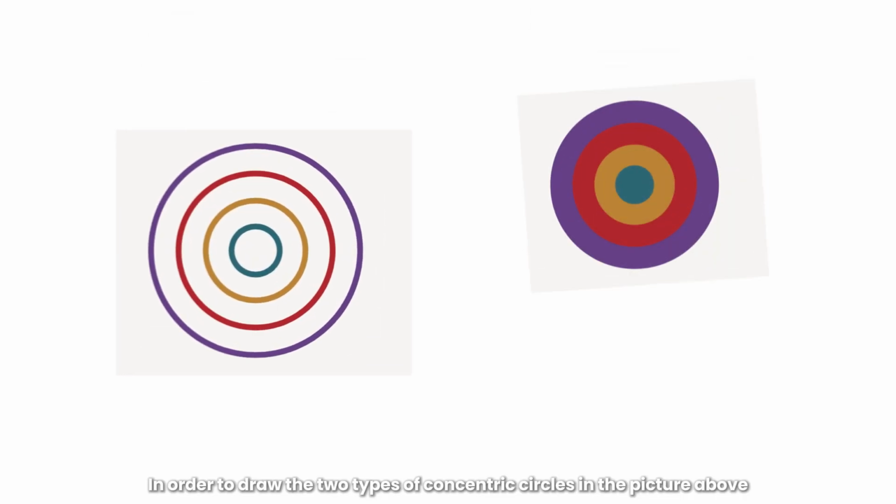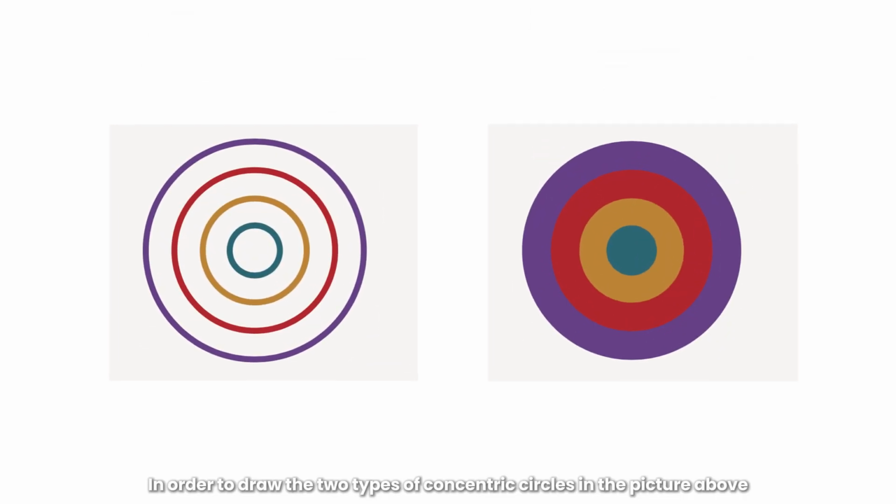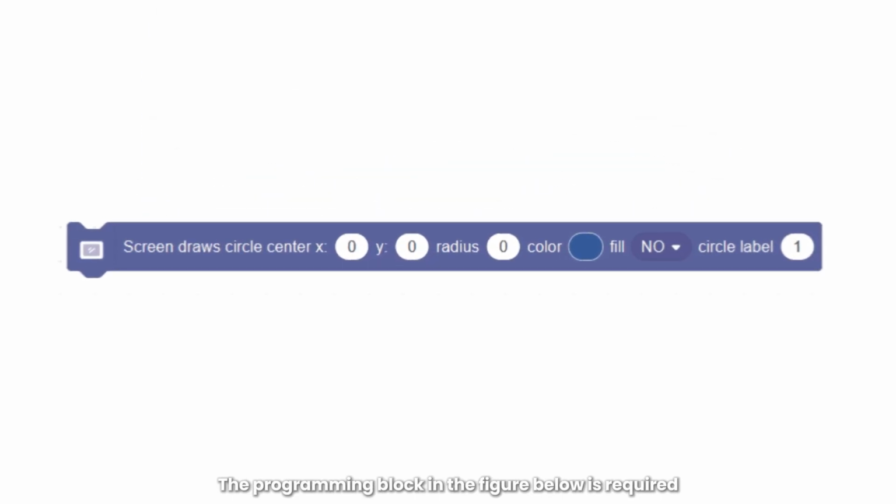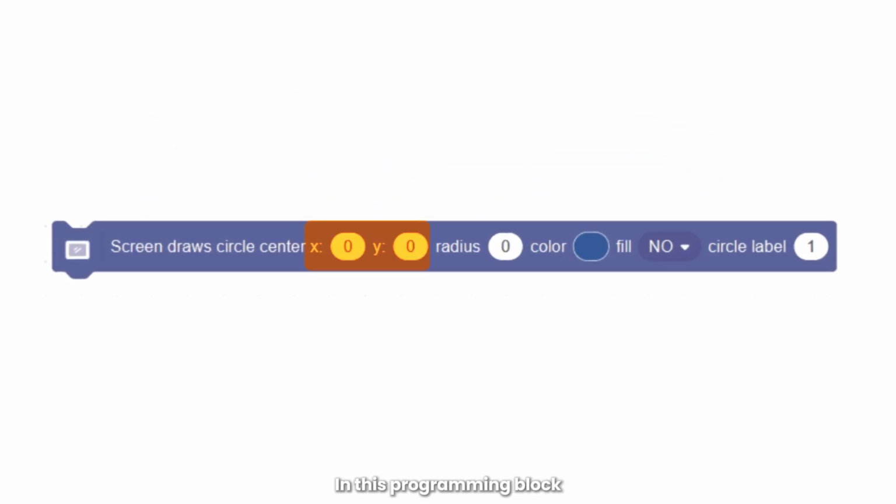In order to draw the two types of concentric circles in the picture above, the programming block in the figure below is required. In this programming block, x and y are the coordinate information of the circle center. Radius refers to the radius of the circle. Fill can choose no or yes, which refers to whether the circle is filled or not. The circle label here is very important. Usually, if we need to draw multiple circles on the screen, we need to fill in different labels for these circles.